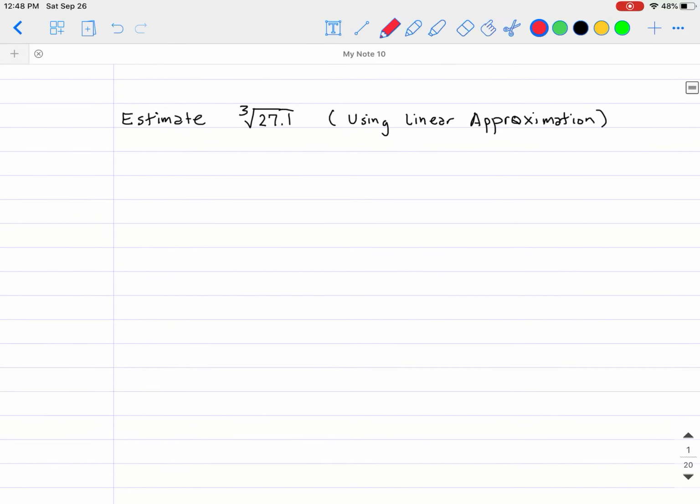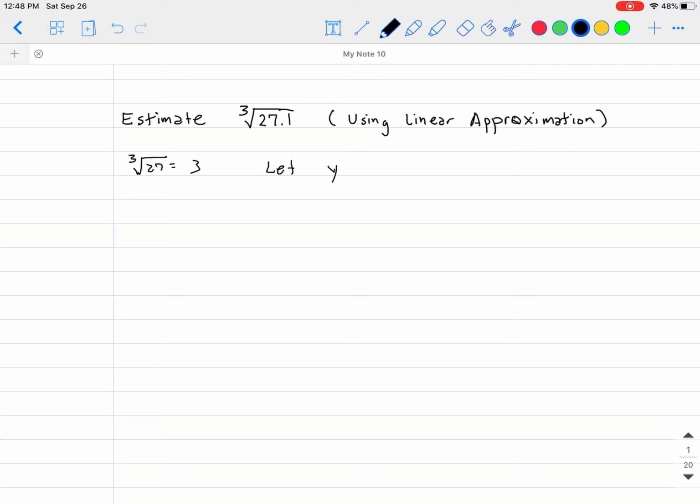Let's say I asked you to estimate the cube root of 27.1. Now, you're thinking, well, I know how to take the cube root of 27 because that's equal to 3, and that's basically what we have to work with. So here is what we're going to do. I know for a fact, and let me write this down, the cube root of 27 is equal to 3, which is nice.